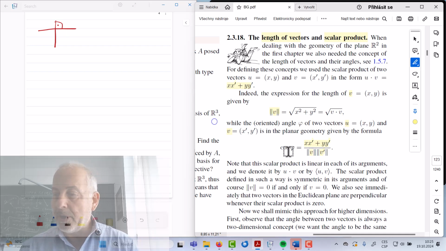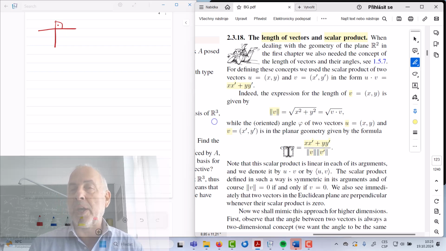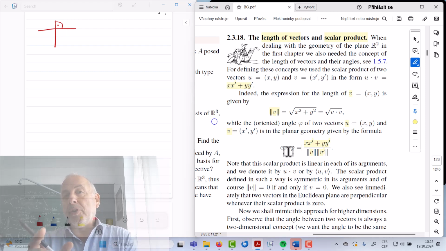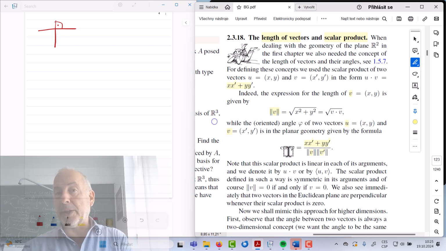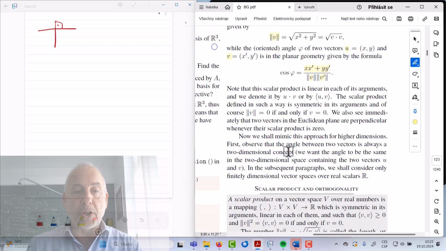And now the only thing we have to add is that we want to copy this for any dimension. For any dimension it's enough to notice that if we want to see something like an angle of two vectors, then we are dealing with a concept which lives in the two-dimensional subspace spanned by those two. So who cares about the dimension of the whole space? It must be just the same as in the plane. And that's exactly what we shall see.